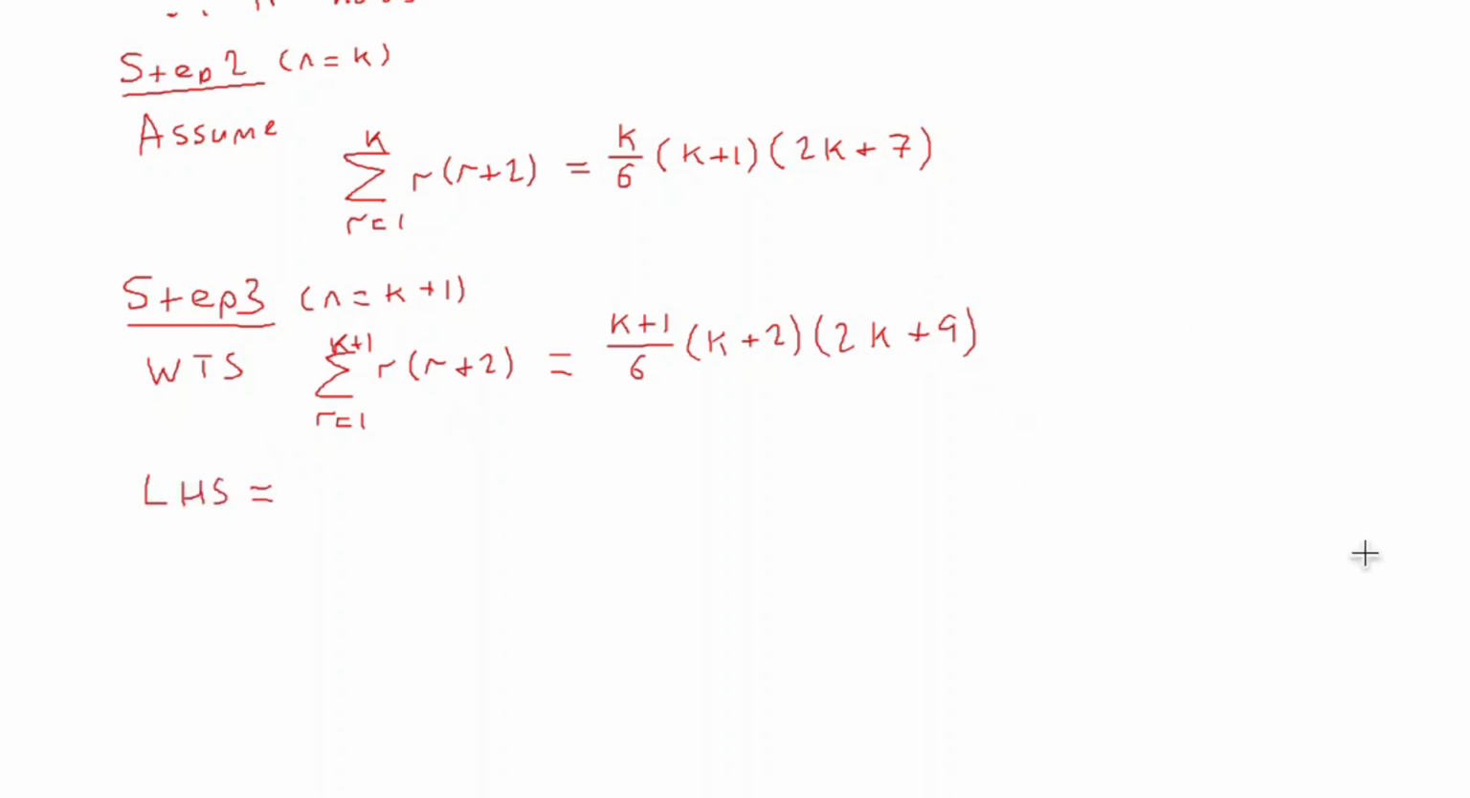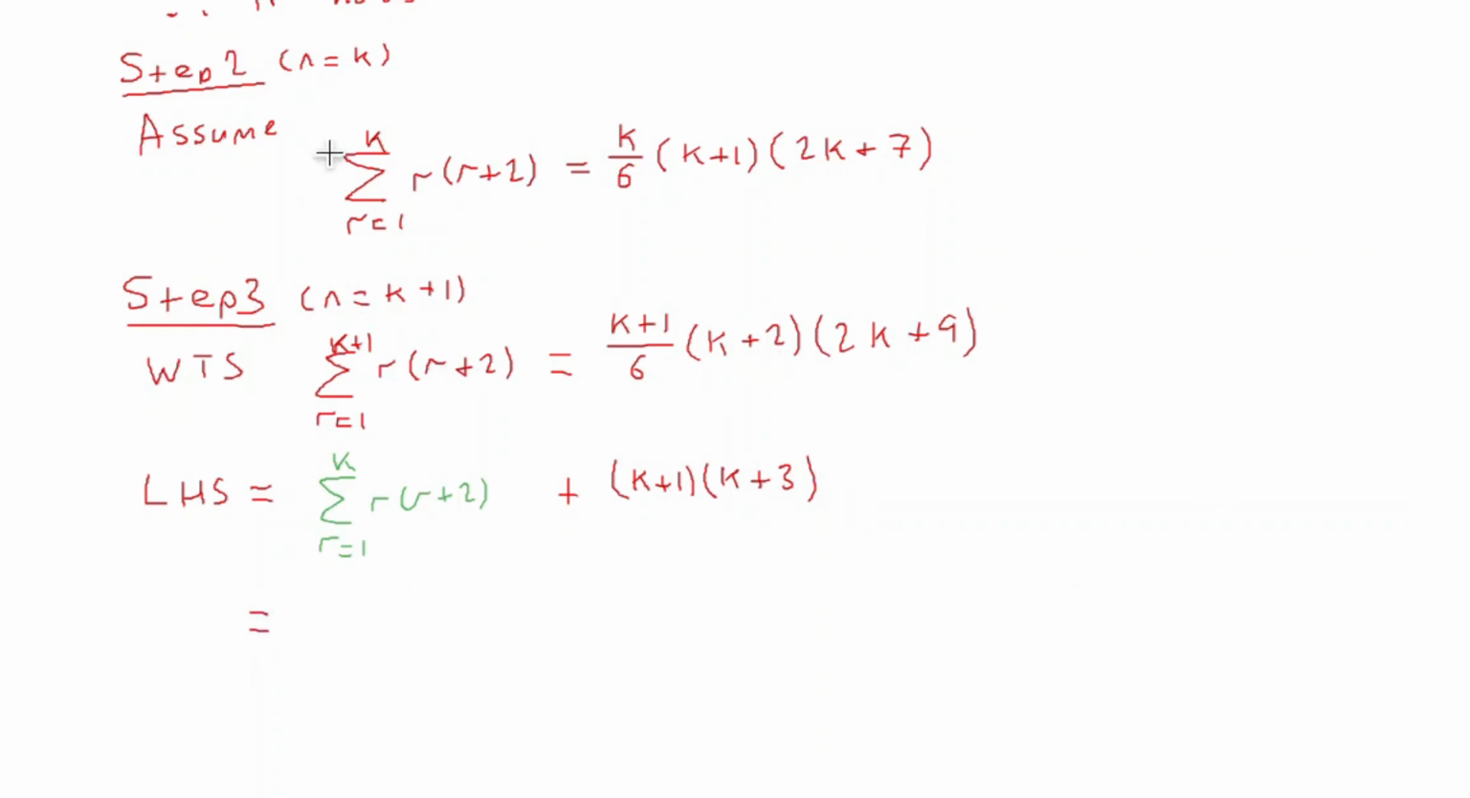Start with the left-hand side. We always follow the same process with these sigma ones, which is we start by splitting up that sigma notation so that we count up to k, and then we add on to that this thing evaluated at k plus 1. So when r is k plus 1, we get (k plus 1) times (k plus 1 plus 2), which is k plus 3. We substitute k plus 1 in here, k plus 1 plus 2 gives me k plus 3.